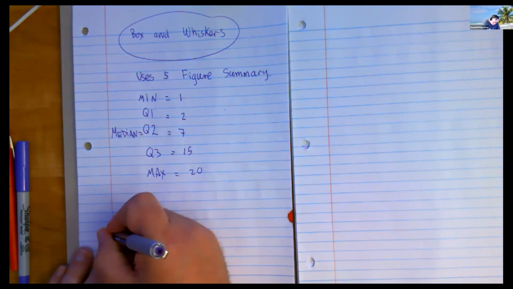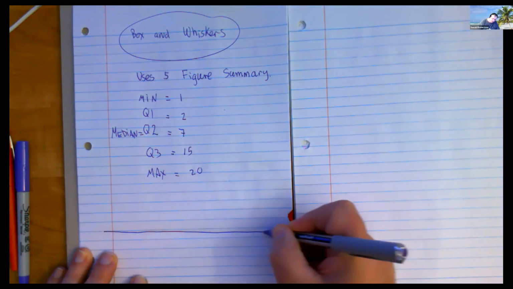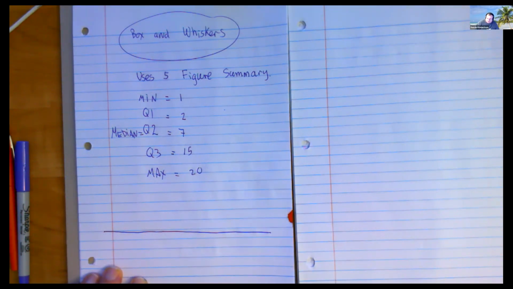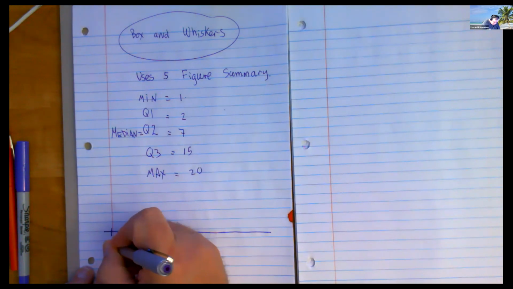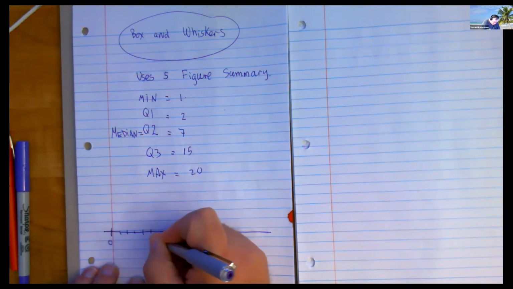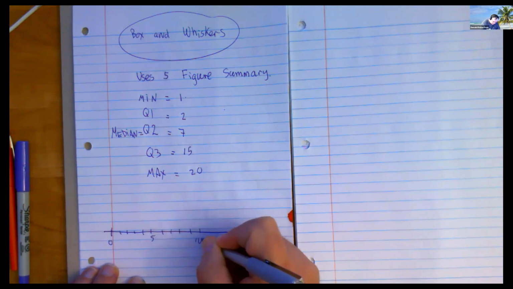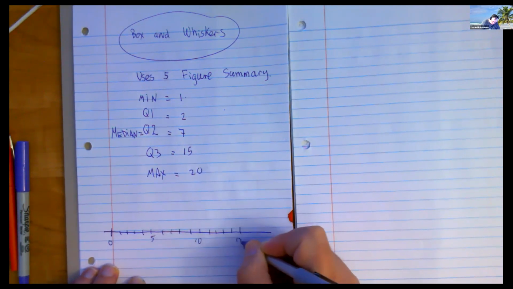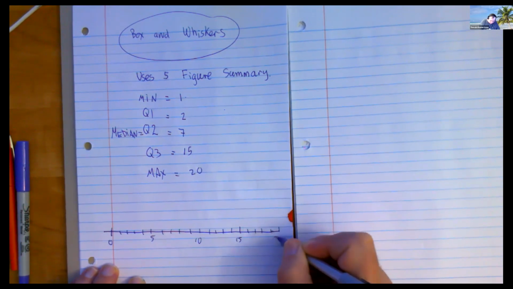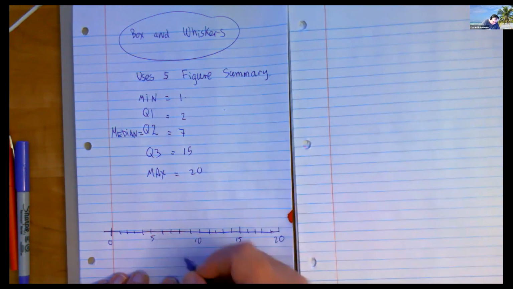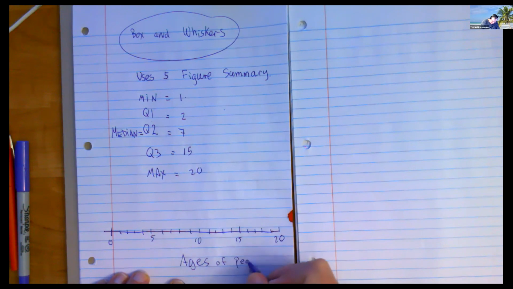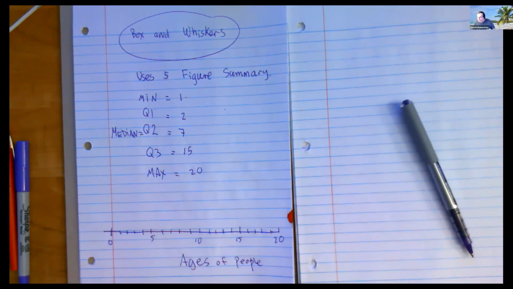So the way you create one is you draw a nice straight line, which that isn't. And the smallest is 1 and the biggest is 20. So I would go 0, 1, 2, 3, 4, 5, 6, 7, 8, 9, 10, 11, 12, 13, 14, 15, 16, 17, 18, 19, 20, right? Basically a horizontal scale. And I need a story for this. So let's say this is the ages of people.